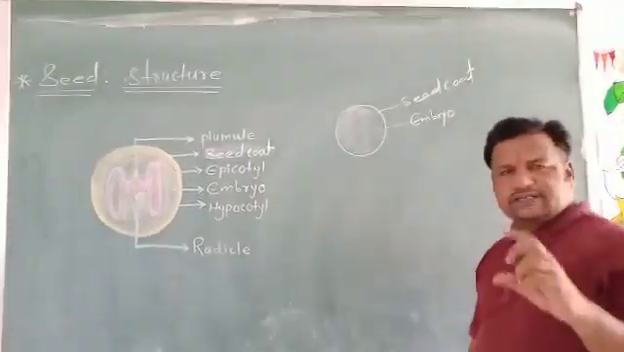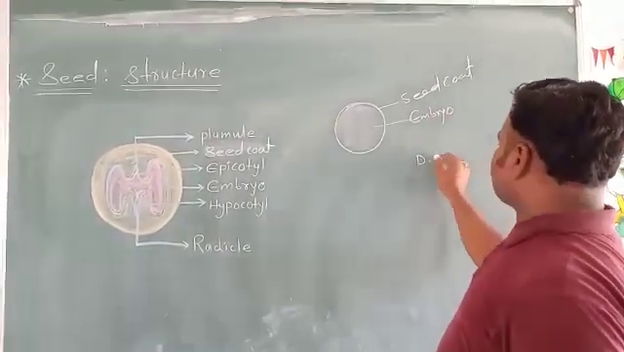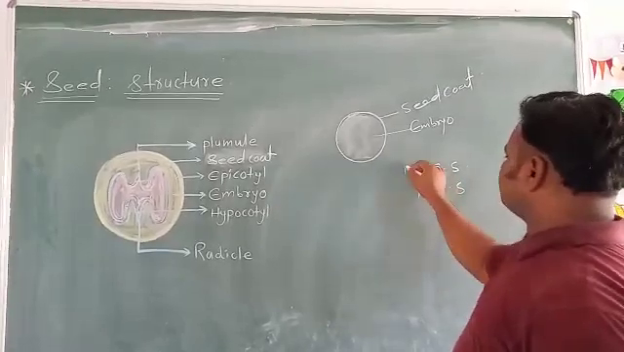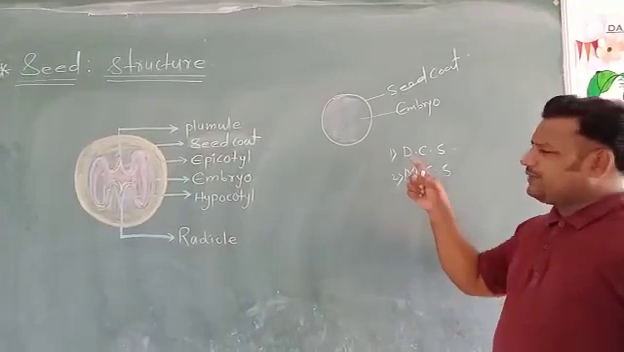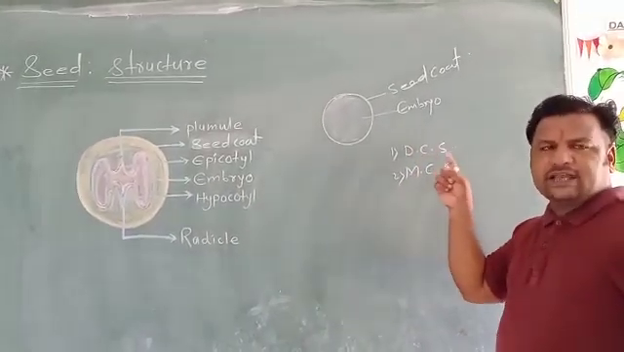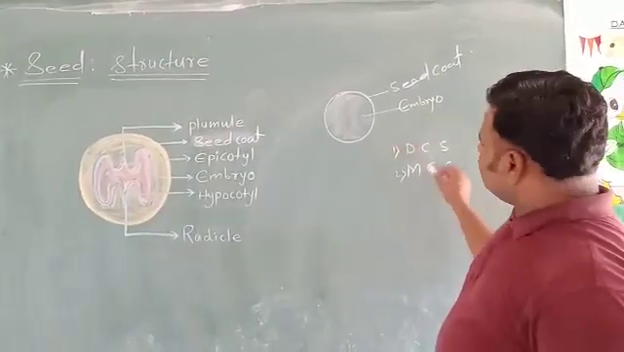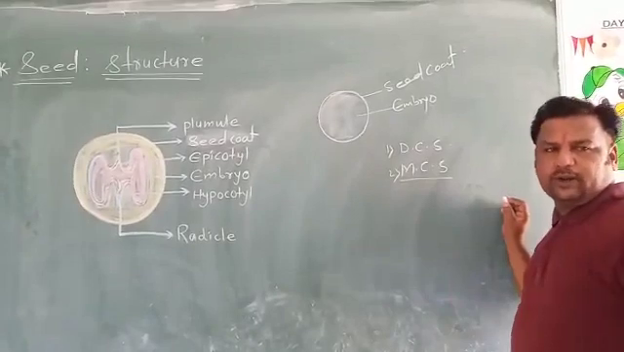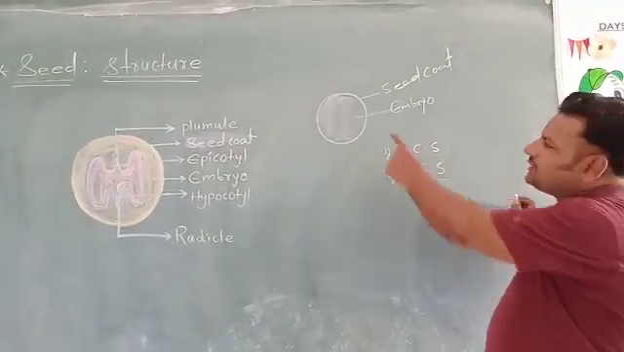As you know, seeds are of two types mainly. One is dicot seed, another is monocot seed. These are the two types of seeds. If it is a dicot seed, it has two cotyledons. If it is a monocot seed, it will have only a single cotyledon. Cotyledon means the parts of the embryo.